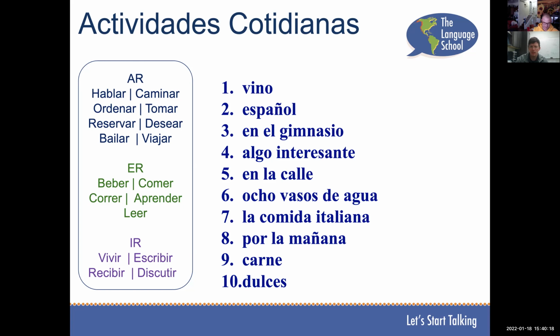Entonces, ¿qué significa dulces? Sweets.